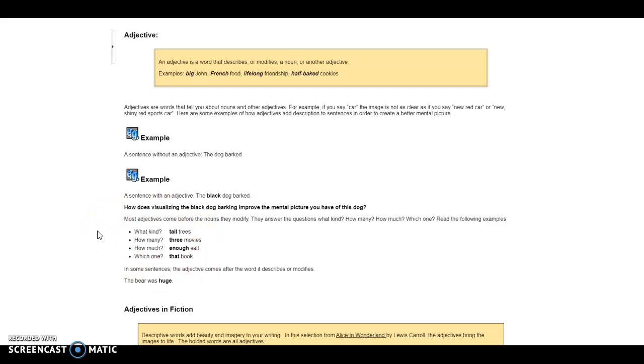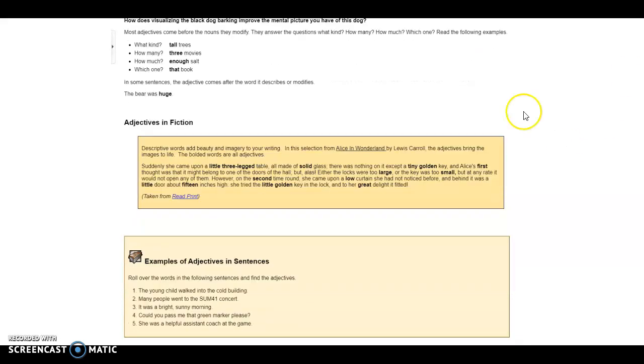An adjective, as we said, is a descriptive word. It can describe what kind, how many, how much, and which one. So that's what an adjective does. We'll see an example of adjectives in fiction, a paragraph from the story Alice in Wonderland, and you'll see that the adjectives are in bold, so we'll get examples of how adjectives work in complete sentences and in a complete paragraph.